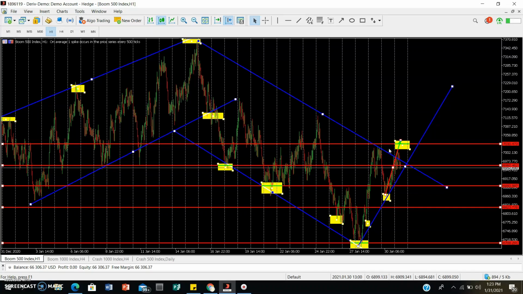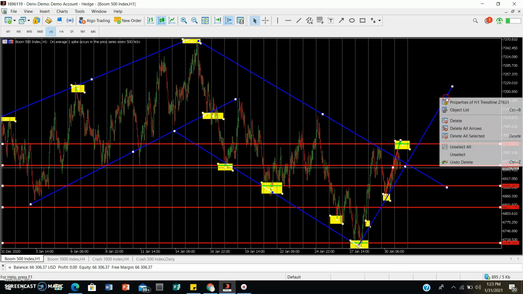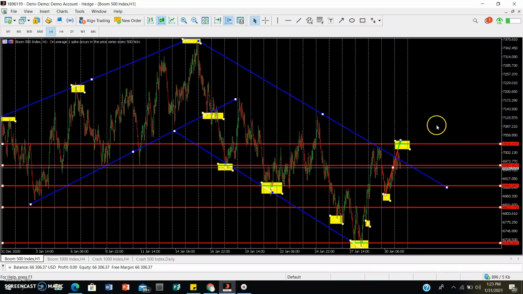So we are basically going to take a buy trade on that, right? So take a look at that. If price fails to break this line, right? It basically means price is finding this zone very resistant, right?